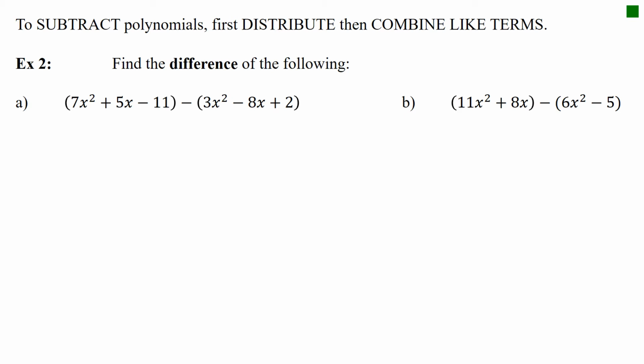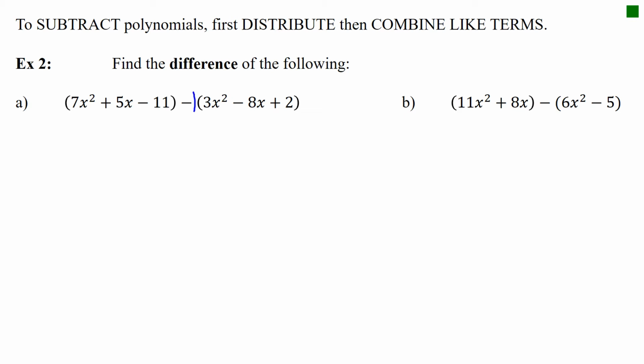Example 2, directions say to subtract polynomials. First distribute and then combine like terms. So technically we distributed before, but it was by positive 1. Notice this time around, that first parentheses to the left, 7x squared plus 5x minus 11, does have a positive 1, so that won't really change. But the second one has a negative, so we're going to have to distribute that.